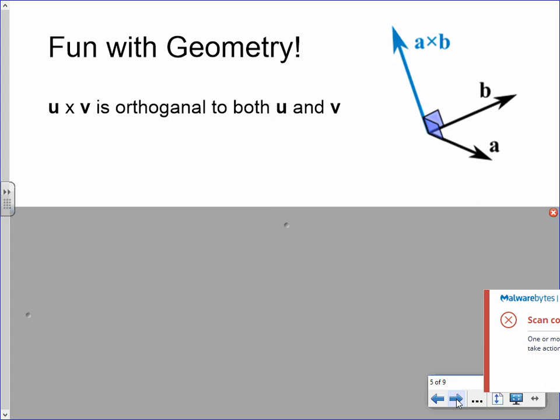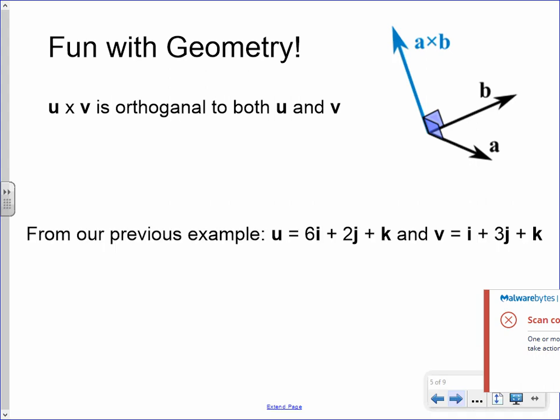What's the degree measurement of perpendicular? 90 degrees. We talked about something with 90 degrees yesterday, didn't we? Dot product is 0. So just to prove that this is true, let's use our previous example and demonstrate that there is a 90-degree angle. Let's take U cross V. Will you remind me what U cross V was? Negative i minus 5j plus 16k.